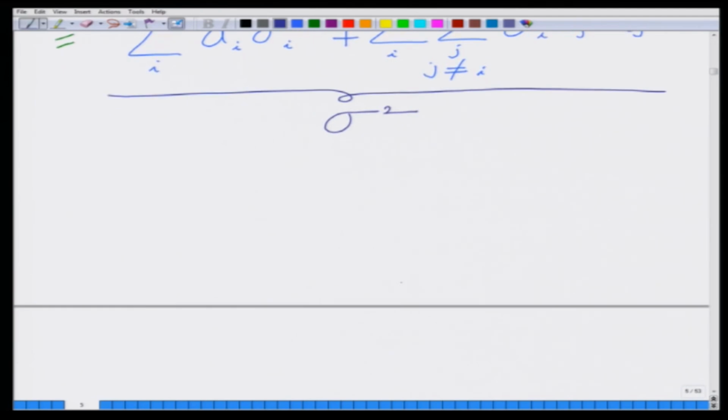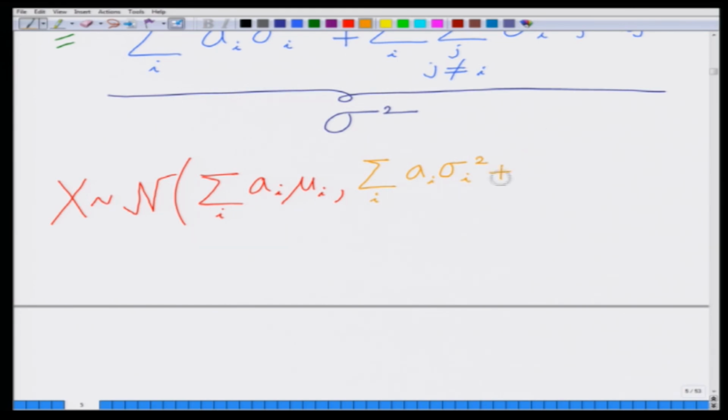Therefore, the Gaussian random variable x can now be represented using the script N, followed by the mean, that is summation over i a_i mu_i, comma, variance, which is summation over i a_i square sigma_i square plus summation over i, summation over j, j not equal to i, a_i a_j sigma_ij. So, this is the mean mu, and this is the variance sigma square of this Gaussian random variable x, which is generated as a linear combination of these Gaussian random variables x1, x2 up to xn.